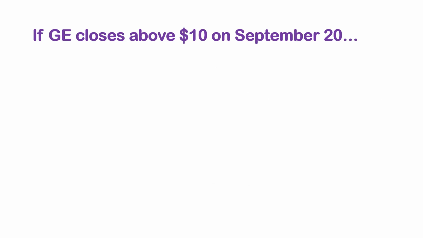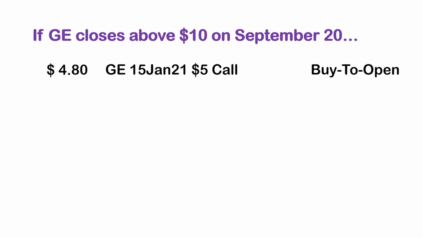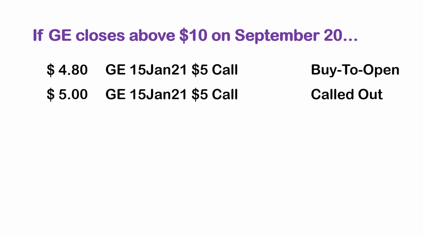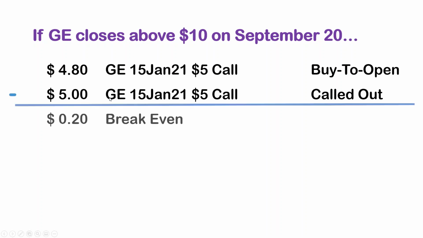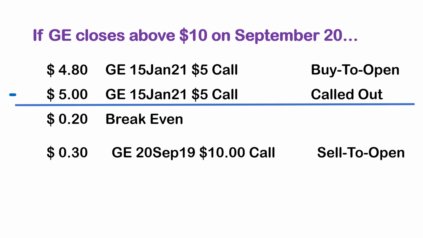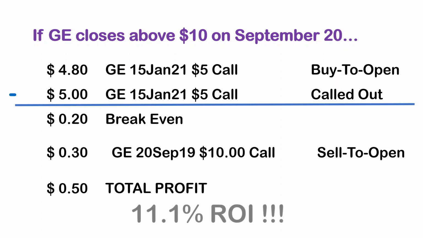What happens if GE closes above $10 on September 20th? Well, we're going to get cashed out of GE at $5. You might say, well, shouldn't we get cashed out of GE on $10? We do get cashed out of GE on $10, and then because we have the $5 strike price on the back month, we get to keep the difference. So we get $5. That gives us an immediate profit of 20 cents, plus we get the 30 cents that we got for selling the premium in the first place. Total profit is 50 cents. It turns out we get an 11.1% return on investment.